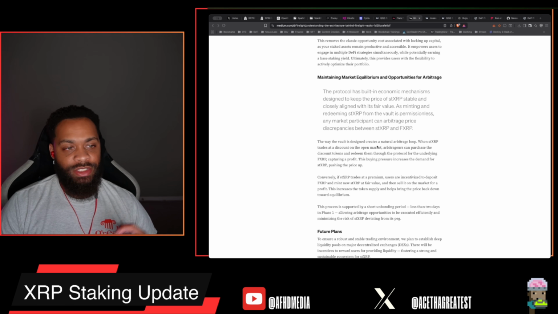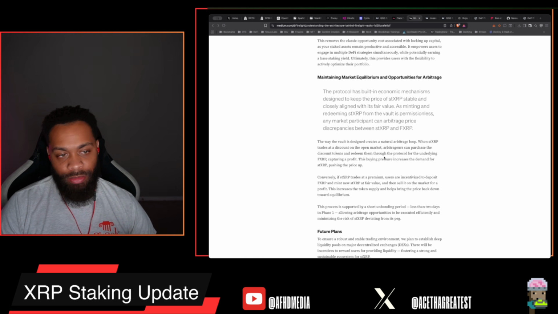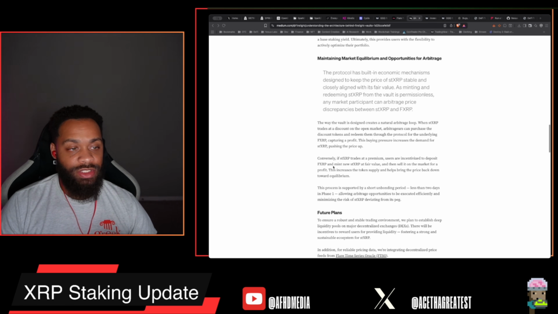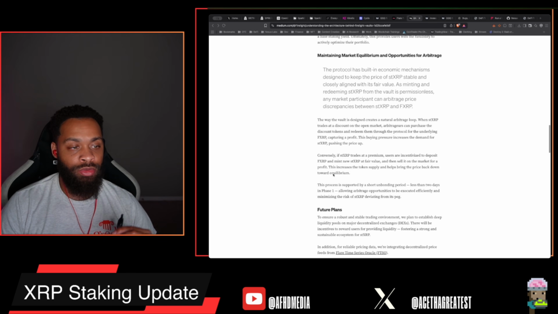The way the vault is designed creates a natural arbitrage loop. When staked XRP trades at a discount on the open market, arbitrageurs can purchase the discounted tokens and redeem them through the protocol for the underlying FXRP, capturing a profit. This buying pressure increases the demand for staked XRP, pushing the price up. Conversely, if staked XRP trades at a premium, users are incentivized to deposit FXRP and mint new staked XRP at fair value, and then sell it on the market for a profit. This increases the token supply and helps bring the price back down toward equilibrium.